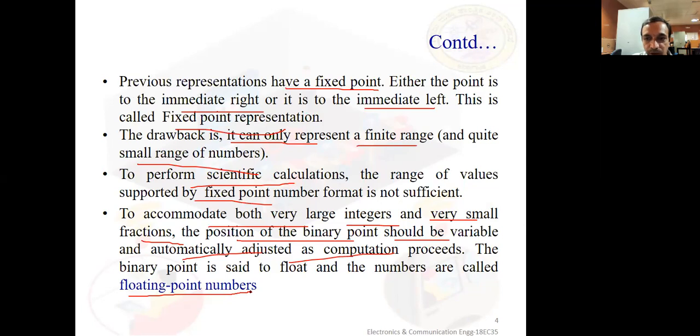For example, especially in physics, you would have studied, for example, what is the electron charge? It is 1.6 multiplied by 10 power minus 19, such a small number. Or let us say, what is the population of India? It's a huge number, right? So to represent very small numbers or very large numbers, fixed point is not sufficient. So we go for a floating point representation.